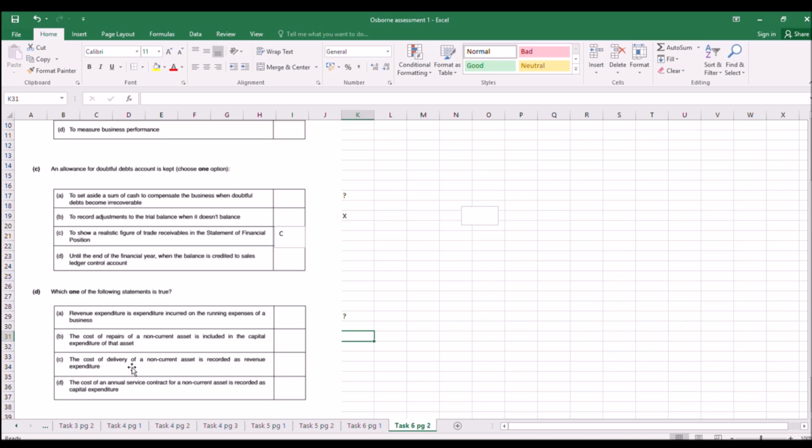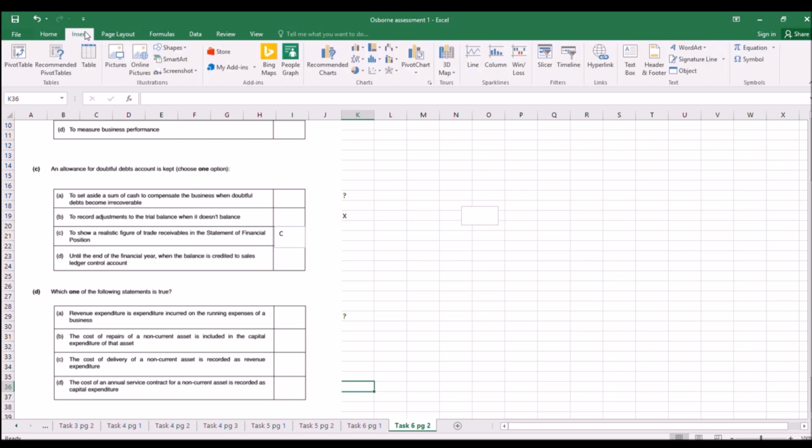The cost of delivery of a non-current asset is recorded as revenue expenditure. No, it's not. The cost of delivery of a non-current asset or of a fixed asset is recorded as the cost, and then is put into the expense because it's anything that's required to put it in situ. The cost of the annual service contract for fixed assets is recorded as capital expenditure. No, it's not. Again, that's statement of financial performance. So the answer there is A.